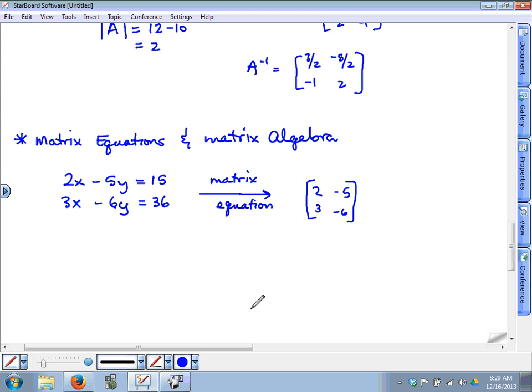It's actually where Cramer's rule came from. The next matrix is a column matrix. What that means is it's a matrix consisting of only one column. And those are your variables. Now, if it's called a matrix equation, the word equation implies we're going to have what symbol? Equal sign. So here's the equal sign. And then we have another column matrix. What do you think is going to go in that column? 15 and 36.